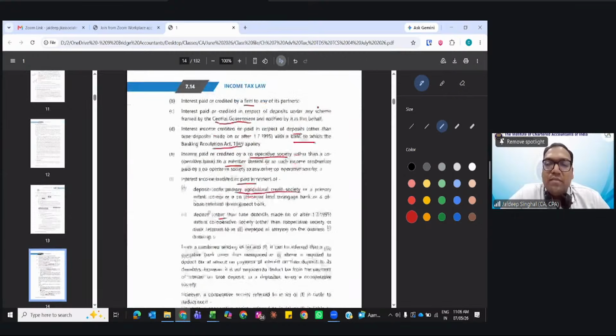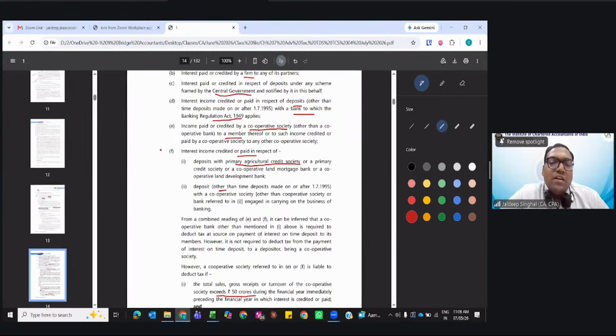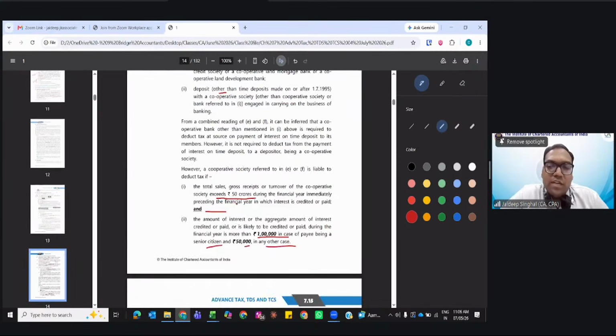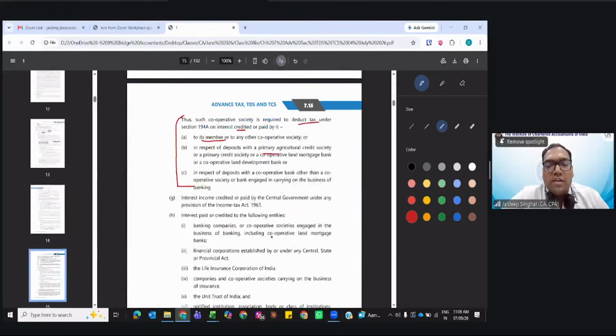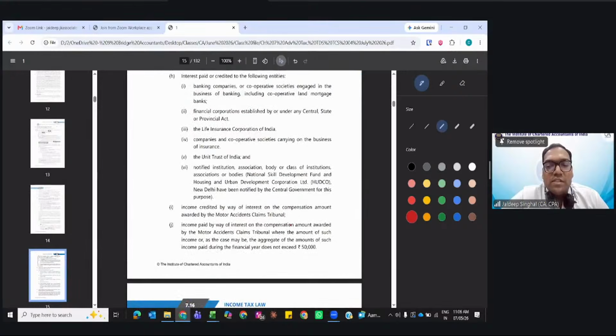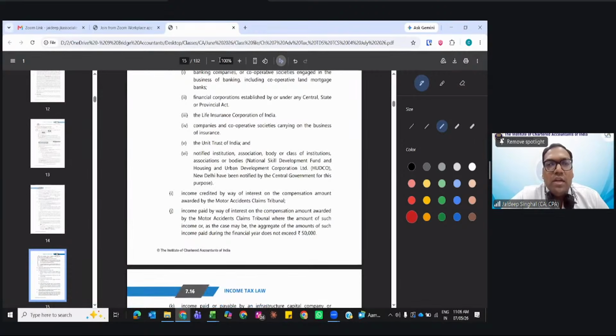Then interest credited by firms to partners and by cooperative societies. If it is a general cooperative society giving interest to other cooperative societies or to members, there is no TDS. But if it is a big cooperative society whose sales exceed 50 crores, and the amount paid exceeds 1 lakh for senior citizens and 50,000 in normal cases, then TDS is required to be deducted by the cooperative society. Else, in all these scenarios, TDS is not required to be deducted.